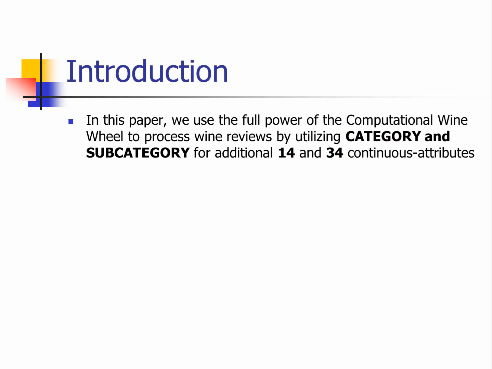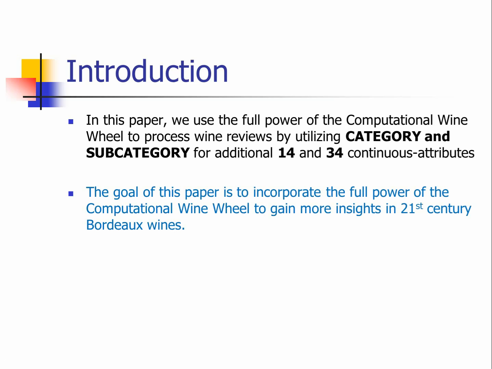Since we can get new information about the wine and describe the wine with more information, is that going to do any good for our research? More importantly, can the classification model built on this new information gain more accuracy, which means it can understand the wine more? Therefore, the goal of this paper is to incorporate the full power of the computational wine wheel to gain more insights into those 21st century Bordeaux wines.